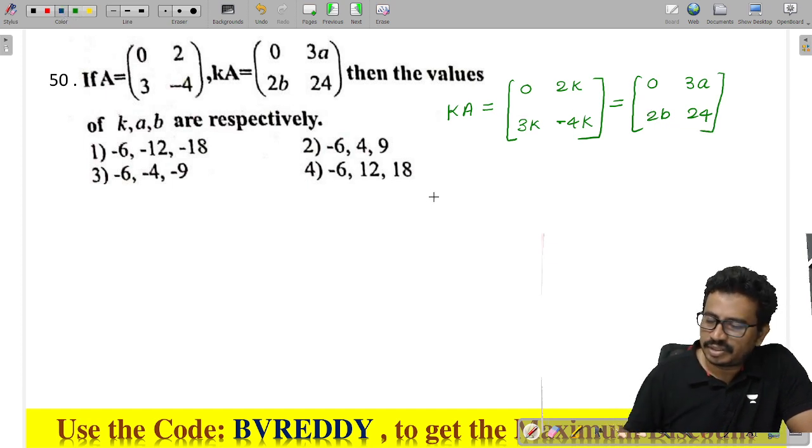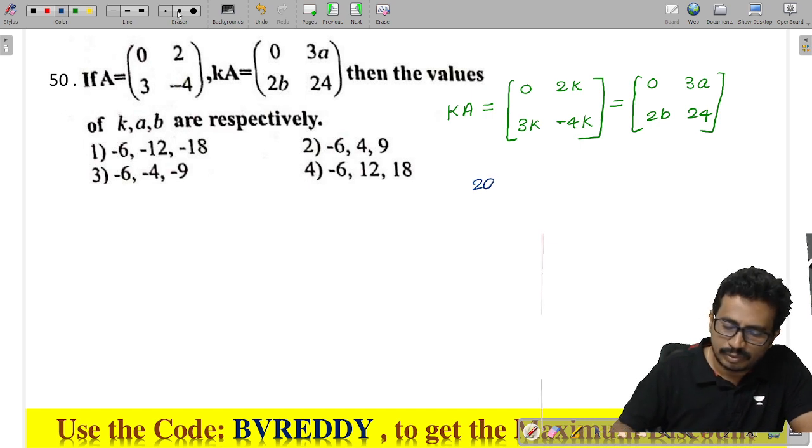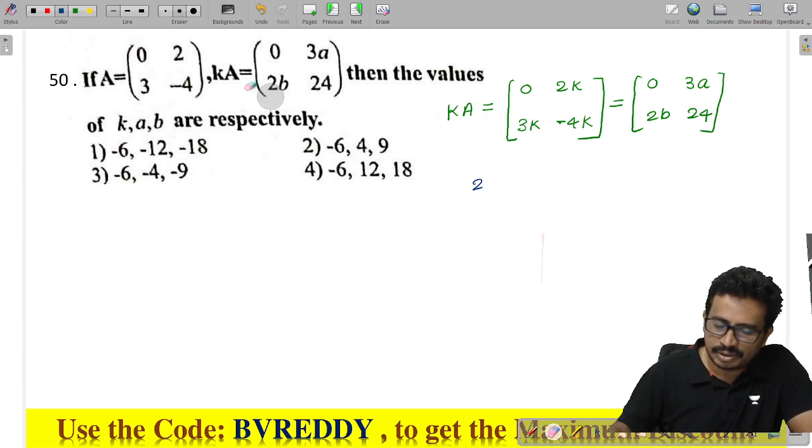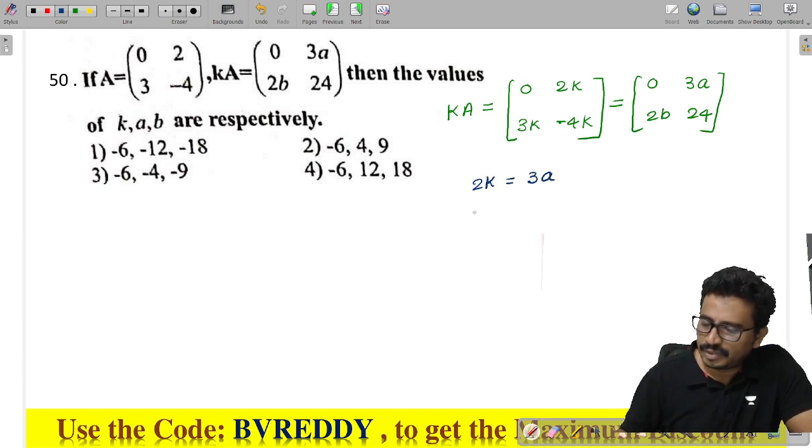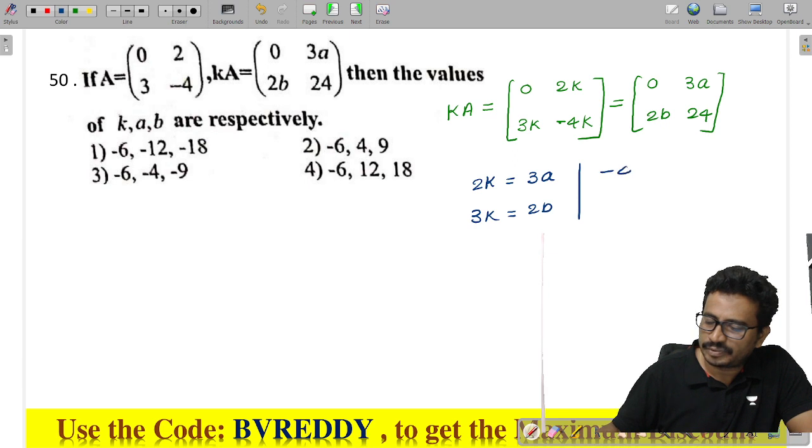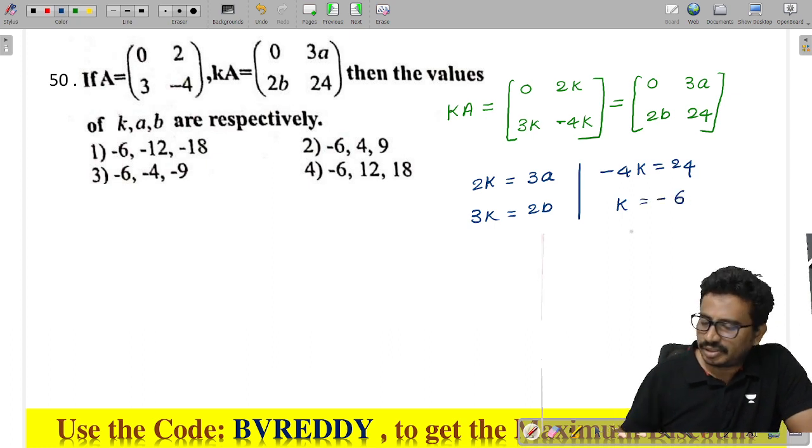Now by equating element-wise, what can I say? 2K is equal to 3A. Next, 3K is equal to 2B. And then minus 4K is equal to 24. From this, K equals how much, tell me? Minus 6. Then this K value we can replace here.